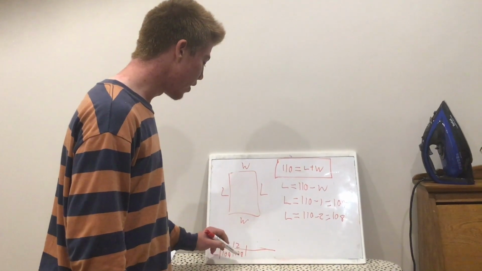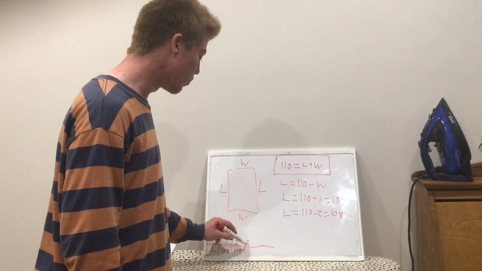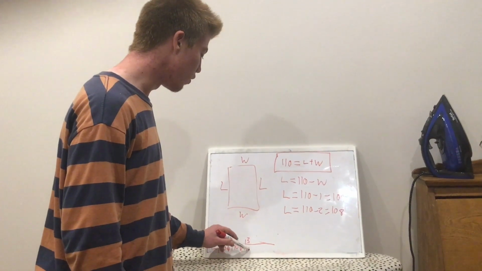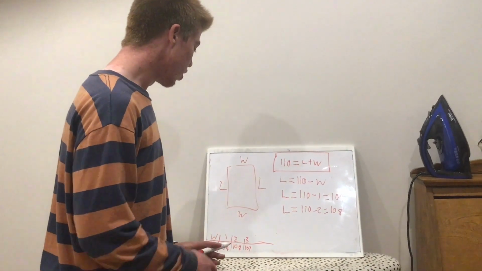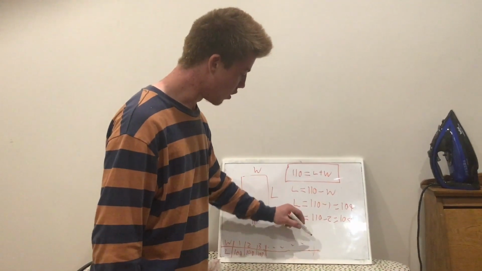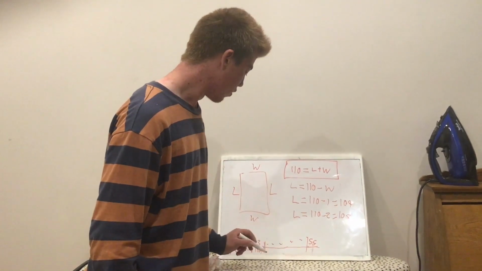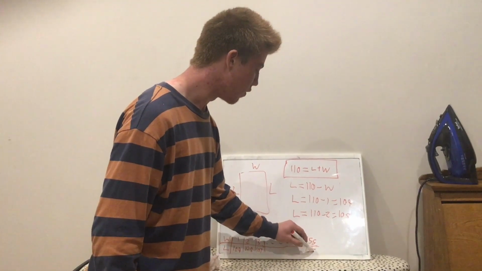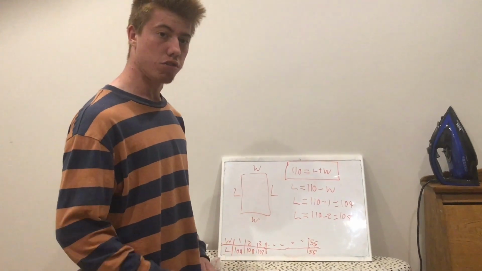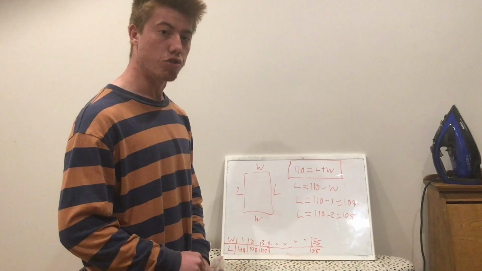So we can see a pattern here. When the width increases by 1, the length decreases by 1. In order to speed this up, I know that the maximum width is 55. So the length is also 55. This shows us that there are 55 different solutions to the problem.